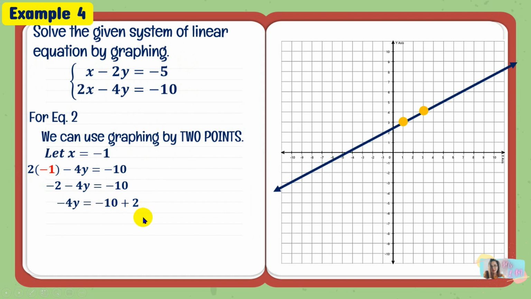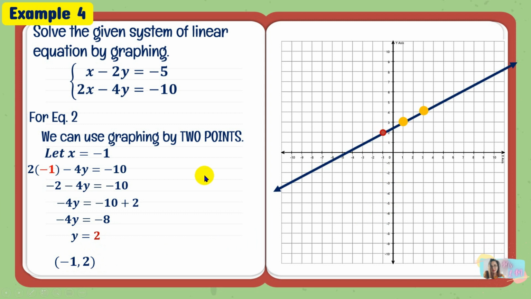So, negative 10 plus 2, pag pinag-combine natin, we have negative 8 kasi magkaiba sila ng sign. So, subtract the absolute values. Then, negative 8 divided by negative 4, that is positive 2. So, yun po yung ating magiging first ordered pair, negative 1 and positive 2. At nasaan po siya? Nasa quadrant 2. Negative 1 and positive 2, dun tayo magpa-plot ng ating first point for this second linear equation.